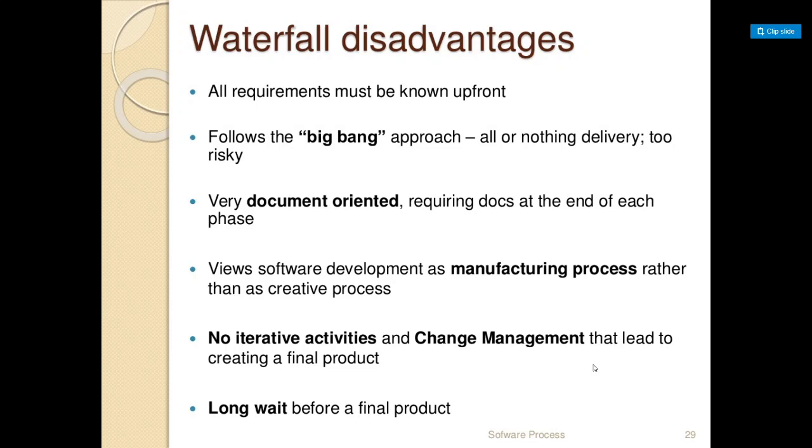When we speak about the advantage, there is also a disadvantage. No model comes with only advantages. It also has some disadvantages. That is, requirements should be known at the starting of your project. You cannot have requirements adding up in between. Only when you're sure that the requirements are only this much for this project can you use this kind of model. It follows a big bang approach, that is, all or nothing delivery, which is risky.